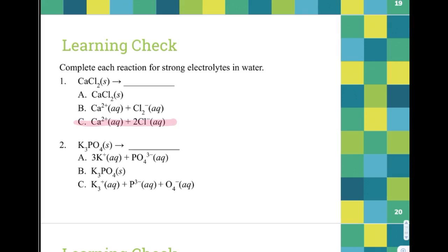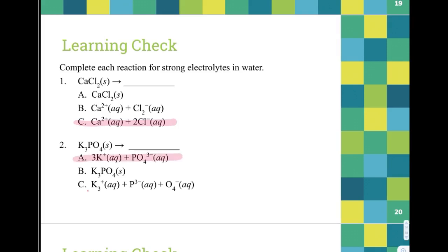Chlorine is diatomic when it's by itself, and here it's not by itself, so I have to write it as its actual ionic form, which is Cl-, not Cl2-. Here we have potassium phosphate. It will dissolve because potassium is a group 1 metal. So how many potassium ions do I have? I have 3. So how do I write 3 potassium ions? The answer here is A.